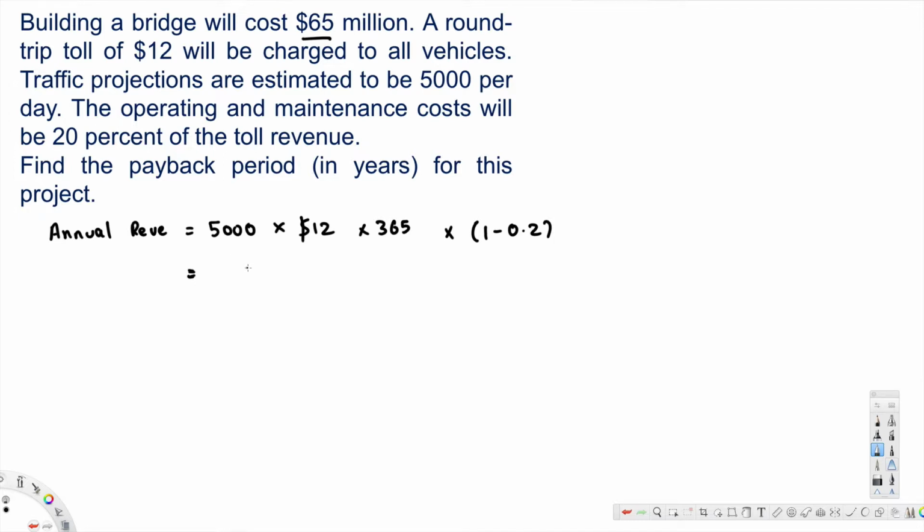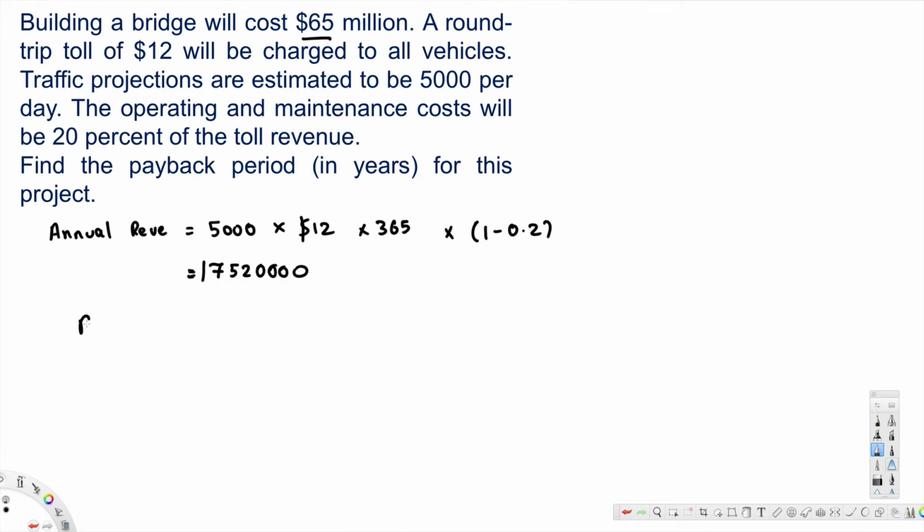Alexa, multiply 5,000 times 12 times 365 times 0.8. The answer to your calculation is 17,520,000. That doesn't make sense. Let's calculate again and see whether it's correct. Alexa, 5,000 times 12 times 365 times 0.8. The answer to your calculation is 17,520,000. Okay, this is the answer, annual revenue.